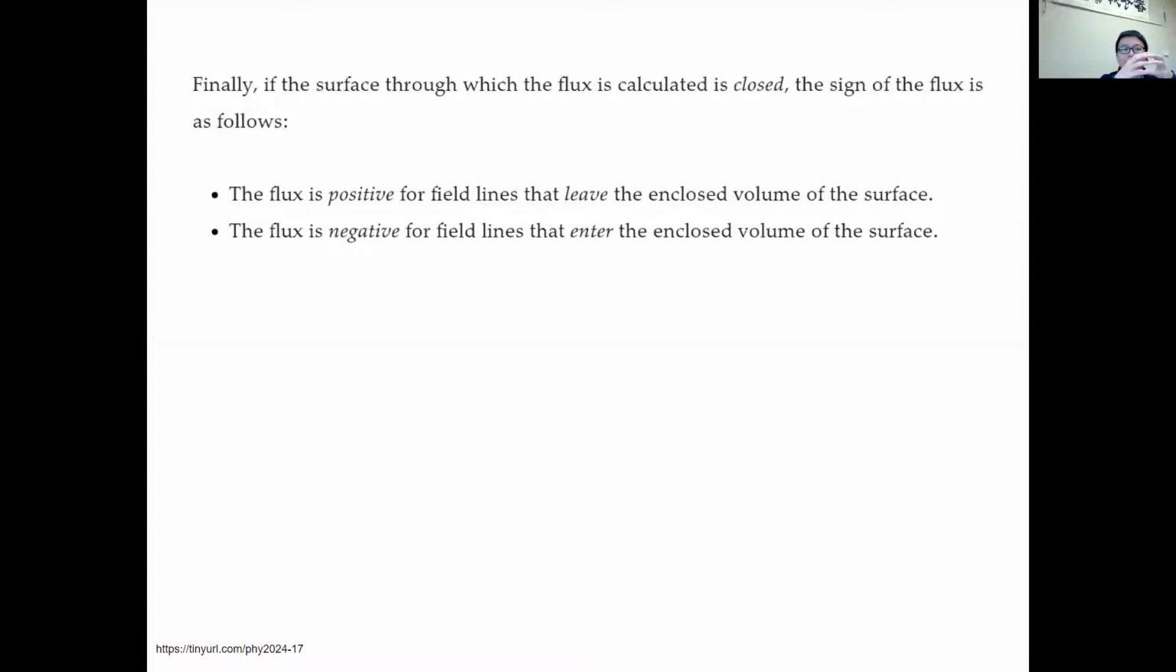So in that sense, if you have a sphere and electric field going into it, then the flux through the spherical surface will be negative, okay? That's the convention for positive and negative flux.